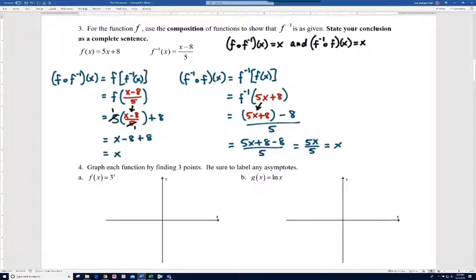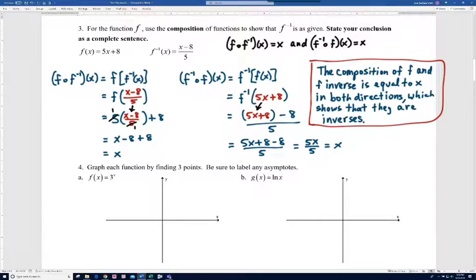So we just showed that these are inverses. And so it says state your conclusion as a complete sentence. I'll go ahead and show you what I wrote here. The composition of f and f inverse is equal to x in both directions, which shows that they are inverses. And so that's the idea. All right, let's move on to number 4.